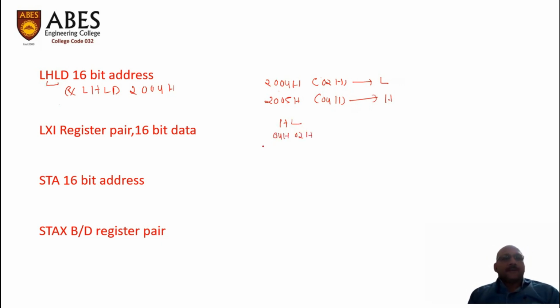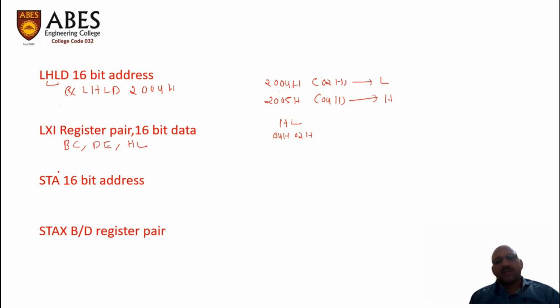Now, LXI register pair, 16-bit data. This is the only instruction that is used to store 16-bit data to a register pair. So how many register pairs are there? We can have the BC, DE, or HL register pair.